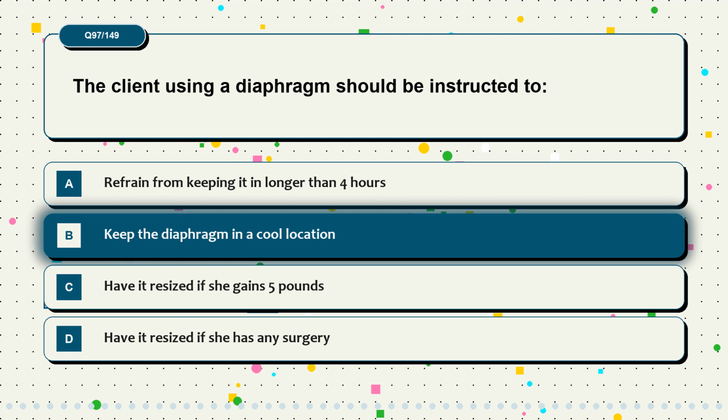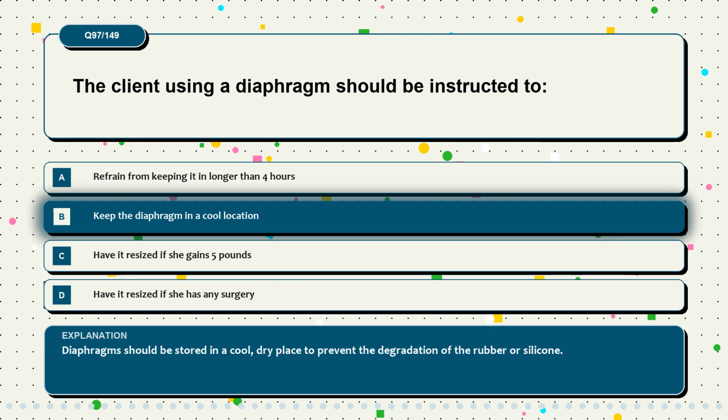The correct answer is option B. Keep the diaphragm in a cool location. Diaphragms should be stored in a cool, dry place to prevent the degradation of the rubber or silicone.